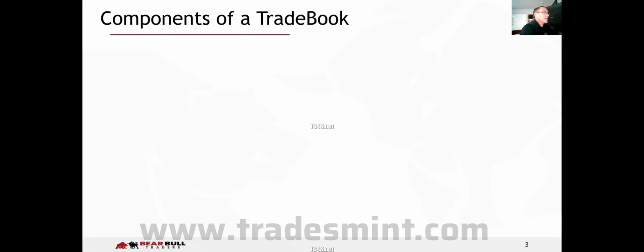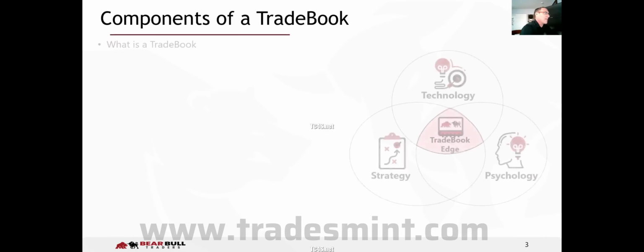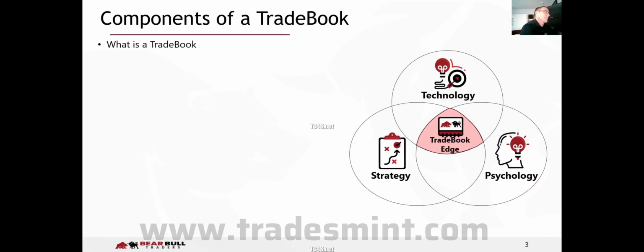So let's talk about the components of a trade book. But before that, let's talk about what exactly a trade book is. A trade book is a document which can be on your computer or it can be printed out and put in a book, similar to what NFL teams have for calling plays in order to hopefully win a football game, right? Or the basketball game plan, or a baseball game plan.